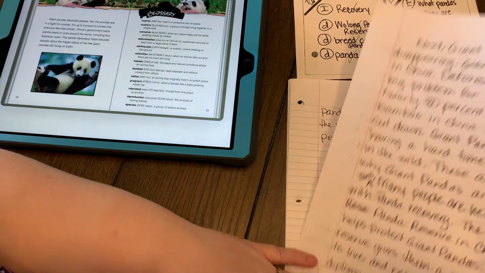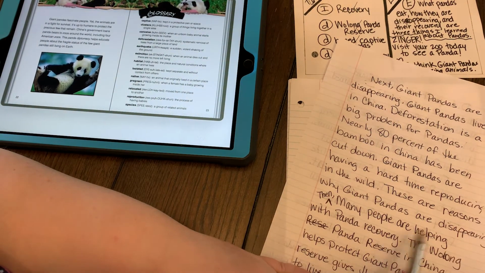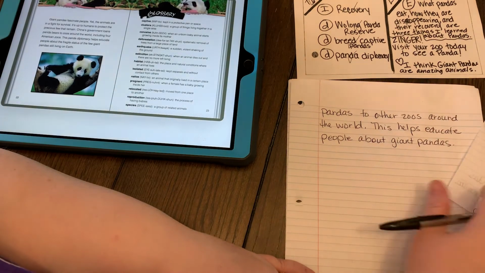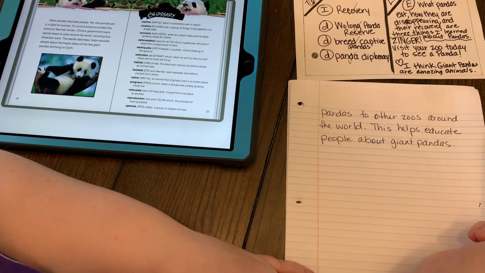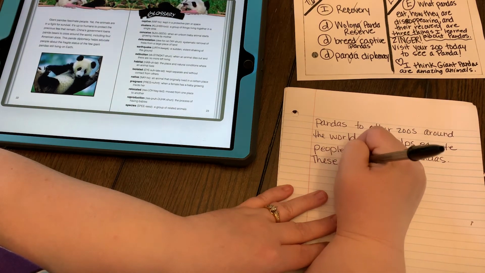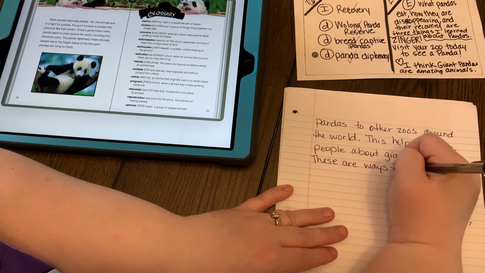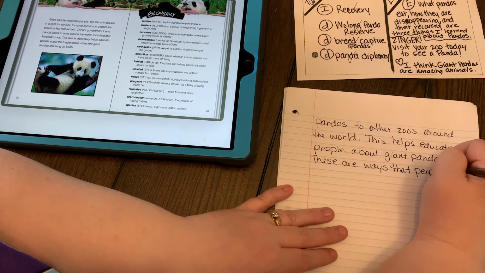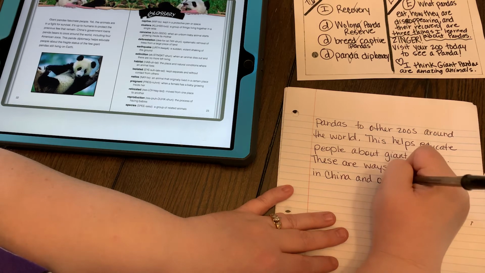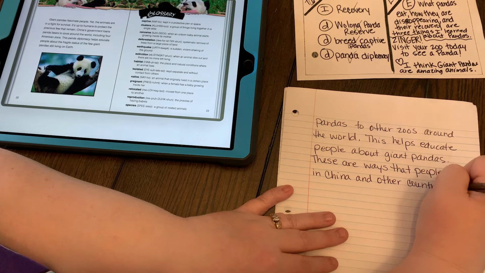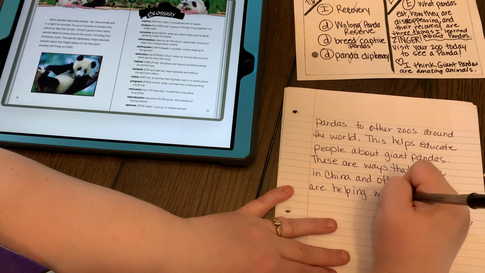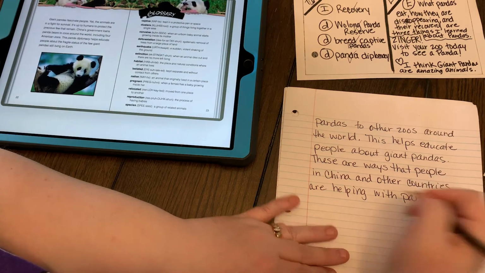Let me read what my first sentence said. Many people are helping with panda recovery. Okay, I always go back and reread what I wrote if I get stuck, and it kind of helps me figure out what I want to write next. So it says many people are helping with panda recovery. These are ways that people in China and other countries are helping with panda recovery.